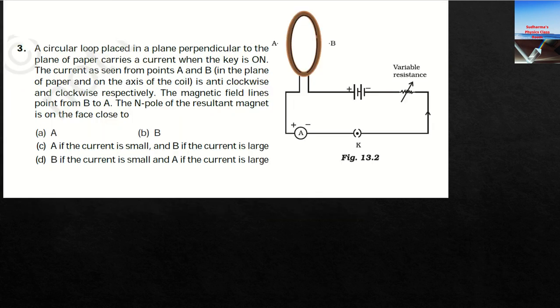Question number 3. A circular loop is placed in a plane perpendicular to the plane of the paper, carries a current when the key is on. The current as seen from the points A and B is anti-clockwise and clockwise respectively. The magnetic field lines point from B to A. The north pole of the resultant magnet is on the face close to. So here we have to just check the clock face rule. Wherever the current is anti-clockwise, that side will be the north pole of the magnet. Here they say that A is anti-clockwise, so the answer is A.